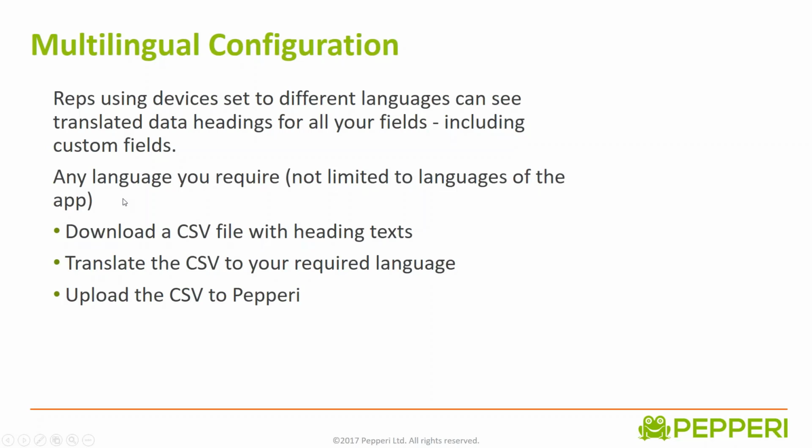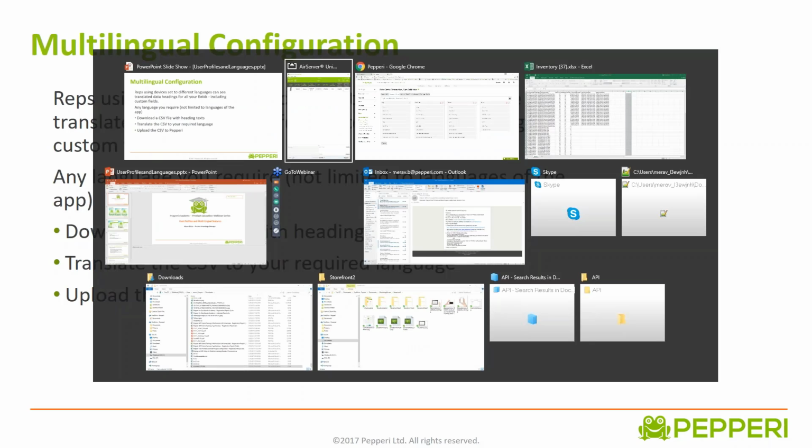Again, it's not limited to the language of the app. You can do it in Norwegian. You can do it in any African language, in Arabic, any language, even if the Pepperi app itself is not translated to that language. It requires just downloading and translating a CSV file, and I'll show you how to do it now.